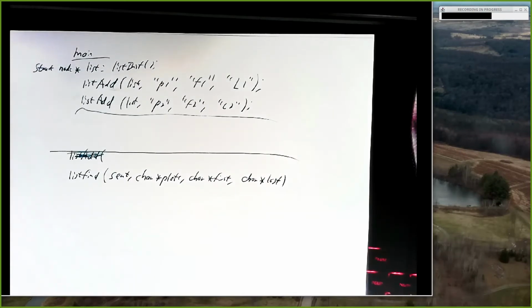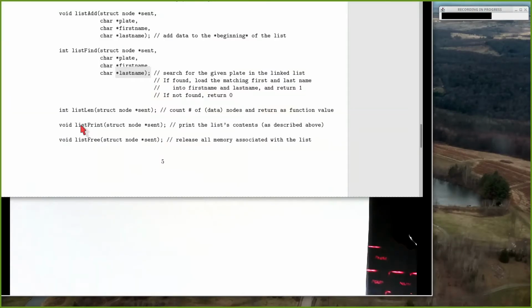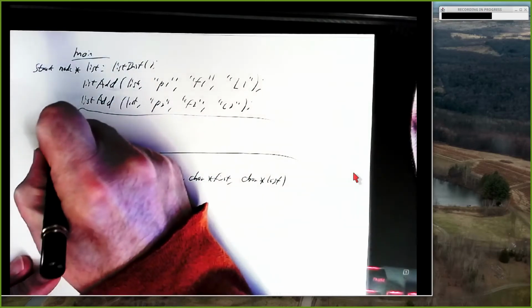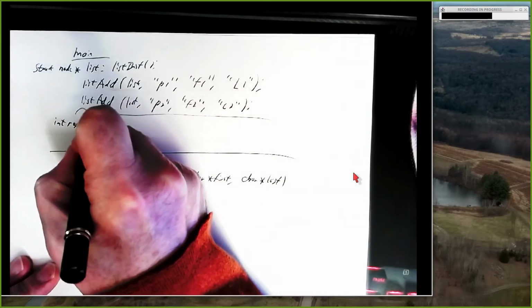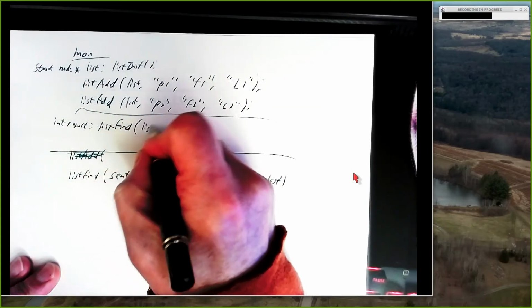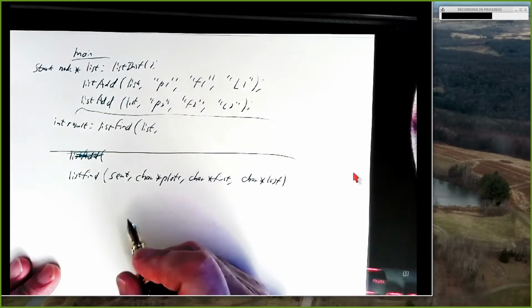And before you do list find, I would do list print. So do some adds and now just call list print with that sentinel node, list print list, and it should print out P1, F1, L1, P2, F2, L2. So assuming you've got that working and that tells you your add function is working, let's look at list find. Because this is where we're dealing with these funny variables. Okay, so I'm going to do integer result equals list find. I'll put in the sentinel node, and let's look for plate P1.